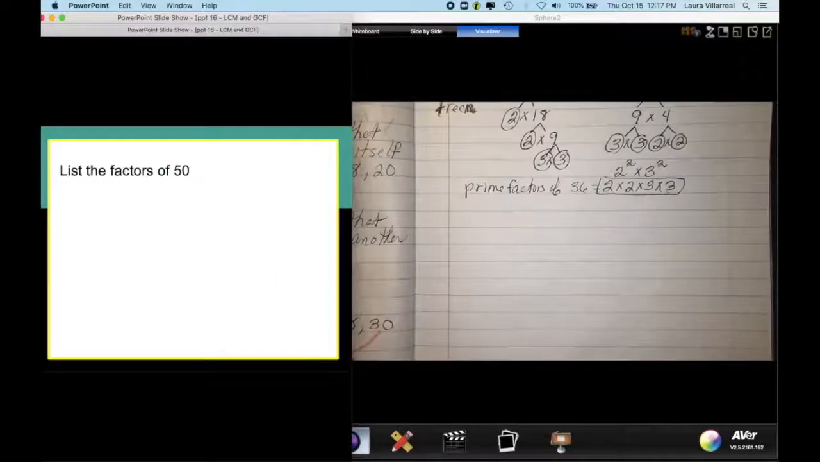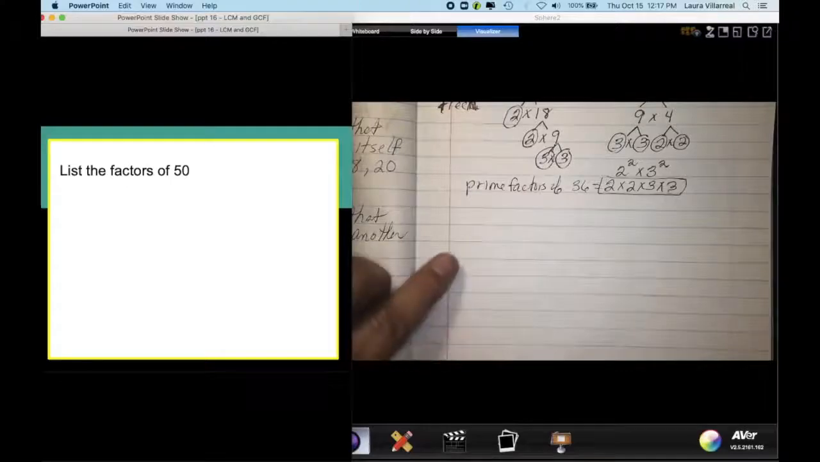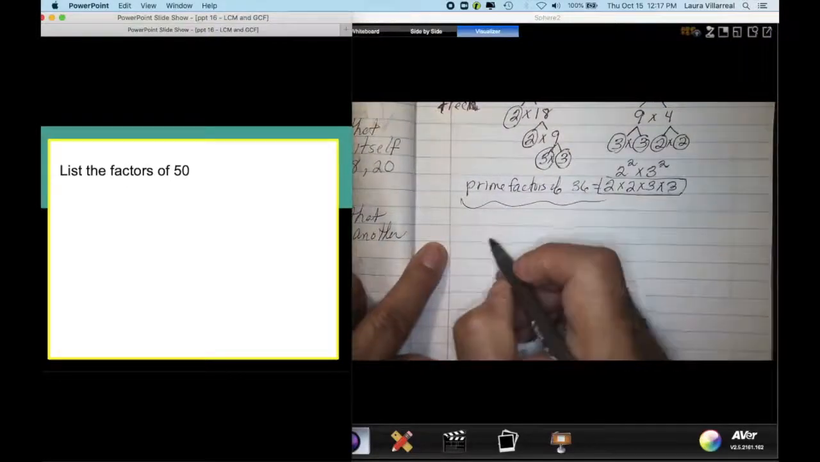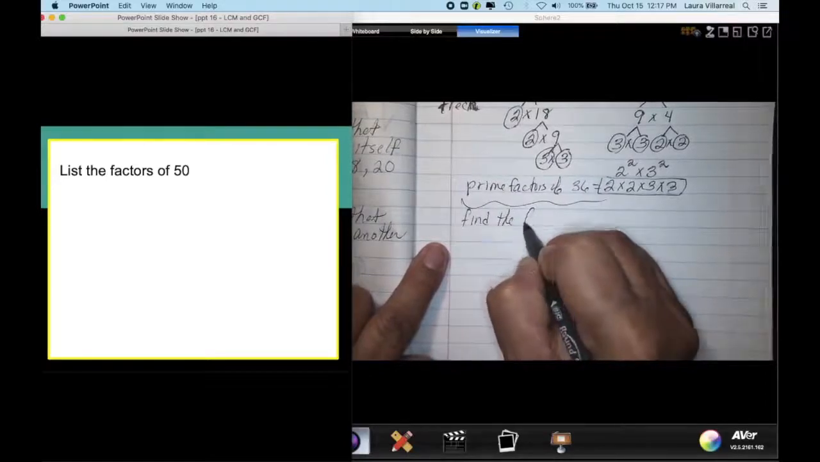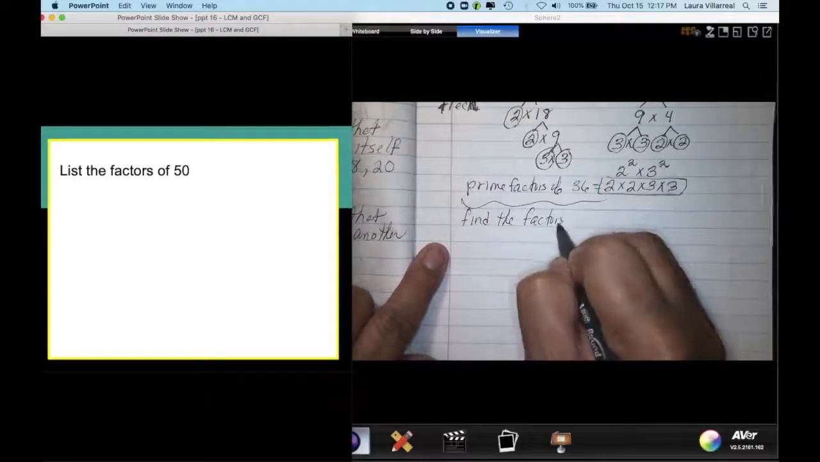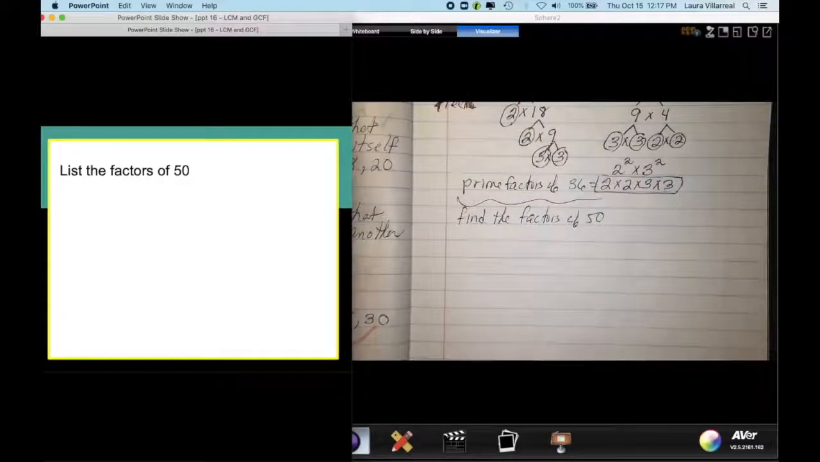Okay, so let's go ahead and practice one more time. Let's go ahead and list the factors of 50. So find the factors of 50. Please feel free to pause the video if you need a little bit of time to work on this. We are looking for the factors of 50. Now remember that any time I see the term factor, I start with 1.